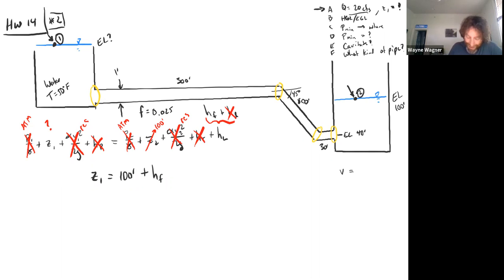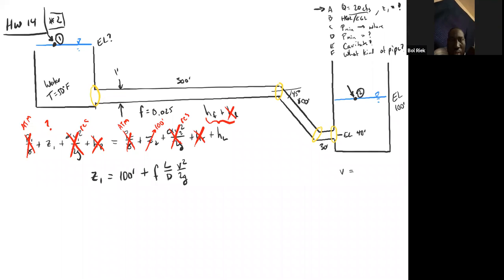Okay. So this HF, the expression for that is, and this is always the case, F L over D times V squared over 2g.